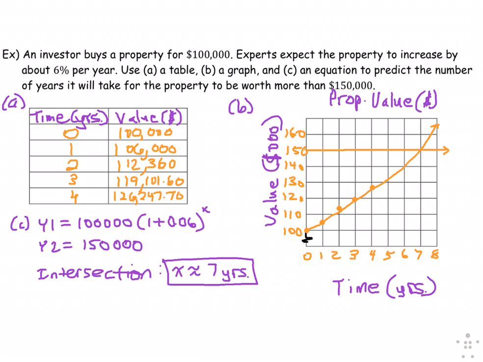So you could see that the table, the graph, and the equation all have their own ability to convey information given about a context.